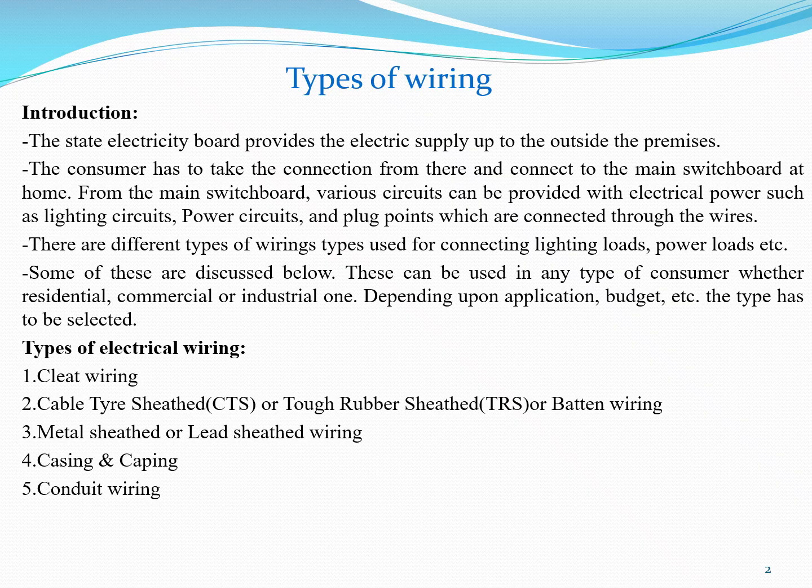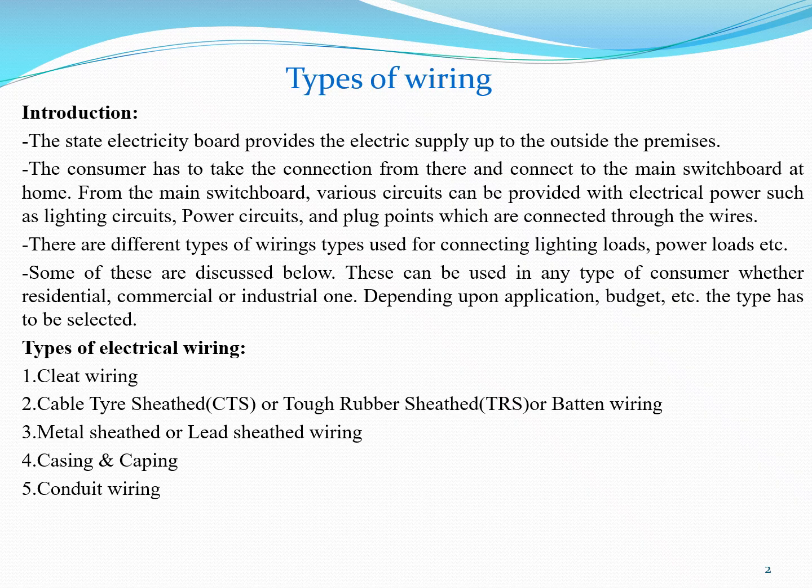For example, in a home, we need the supply at different points to run our TV, to use the heaters, and for lighting purposes. So the consumer has to take the connection from the outside supply and connect it to the main switchboard at home. From the main switchboard, various circuits can be provided with electrical power, such as lighting circuit, power circuit, and plug points, which are connected through the wires.